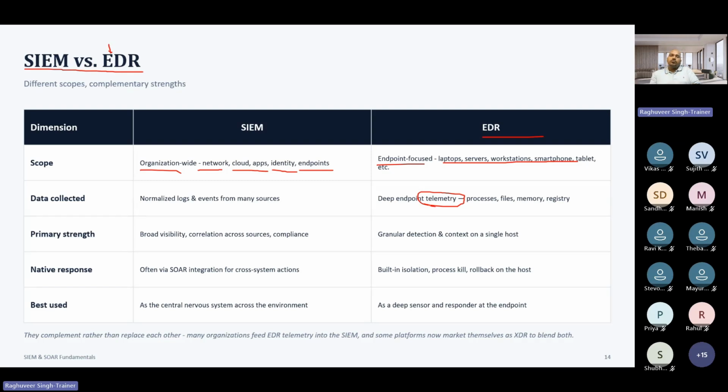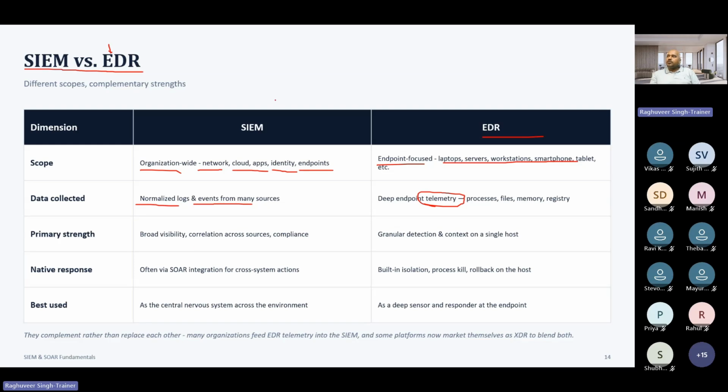But what does SIEM do? SIEM goes beyond telemetry. SIEM also collects logs. So SIEM collects logs, it normalizes those logs, and from there it identifies misbehaviors. It identifies indicators of compromise. That's what SIEM basically does.